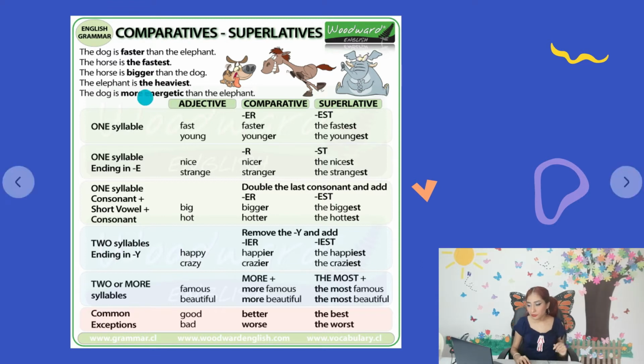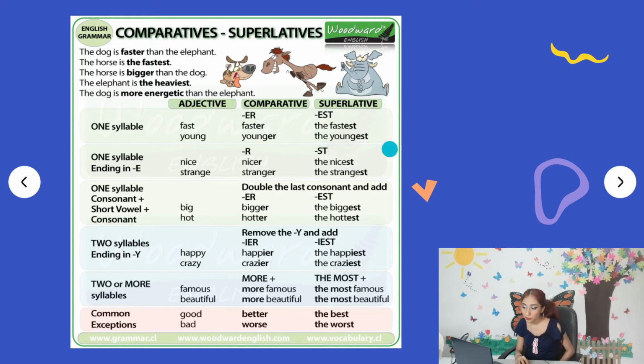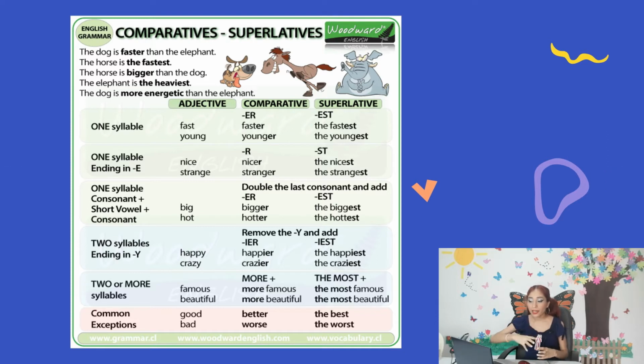So let's check it out. When we have an adjective made of just one syllable, like fast or young, even though young seems a little bit too long, it is not. You cannot divide it into 2 or 3 syllables because it's just one sound, young. So then we have comparative and superlative. Now we are going to make these adjectives, fast and young, into comparative and superlative.